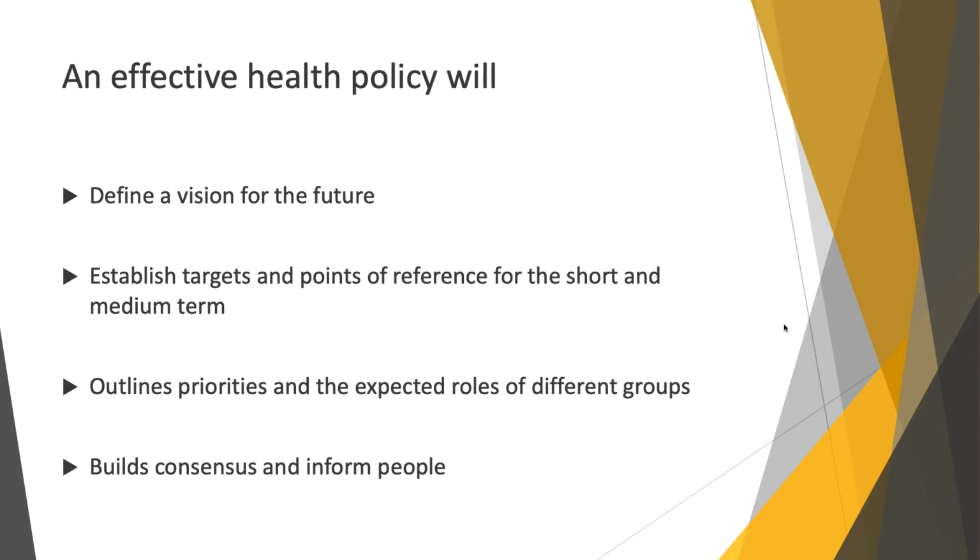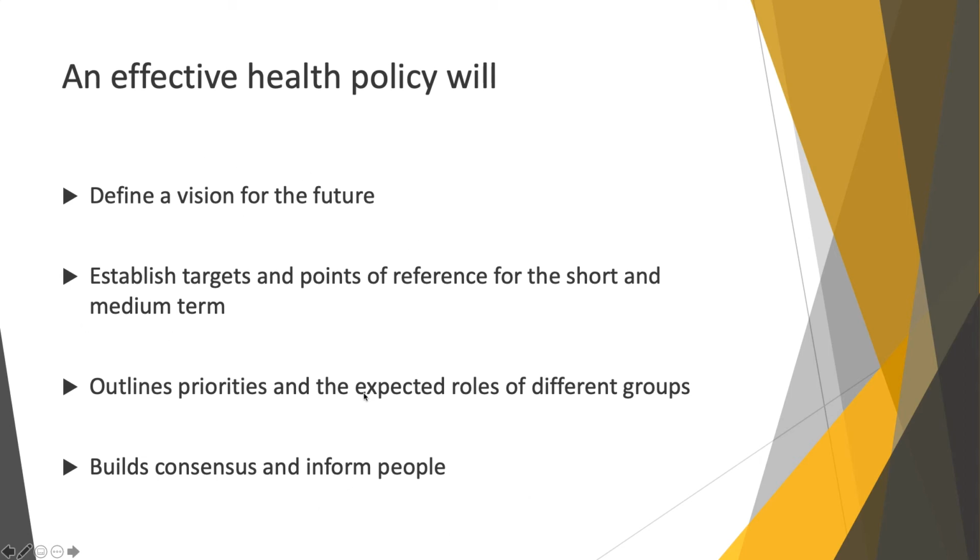An effective health policy should outline priorities and the expected roles of different groups of people. So who are the people that the government need to work with in order for us to have a corona-free nation by the end of 2021? We need to work with the scientists, we need to work with doctors and nurses, law enforcement agencies, and of course the people. So you've got to outline the priorities for key players in order to be able to achieve that vision for the future.